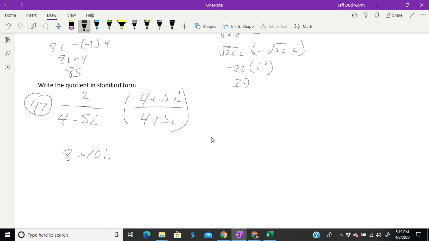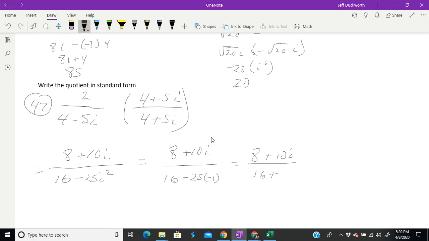All right, our denominator, 16 is 4 times 4. The 4 times 5i and the 4 times negative 5i cancel. So then we're left with negative 25i squared when you multiply 5i by negative 5i. i squared is again negative 1. So let's do that. So the numerator is fine. Our denominator is 16 minus 25 times negative 1. And then that's 16 plus 25, which is 41.